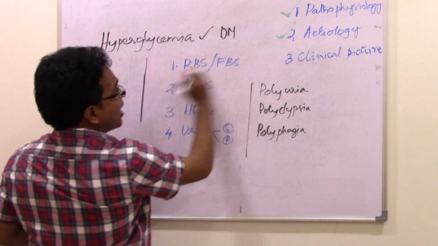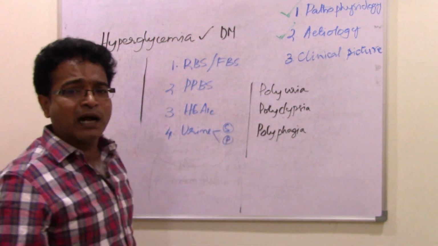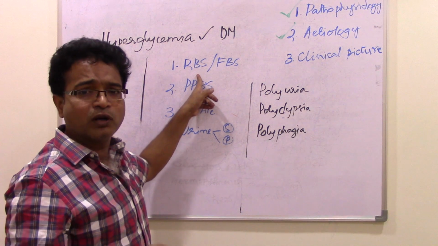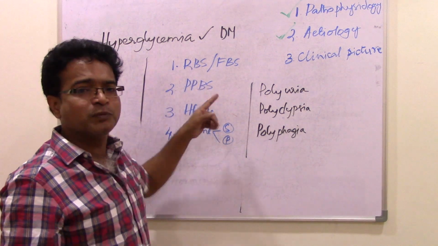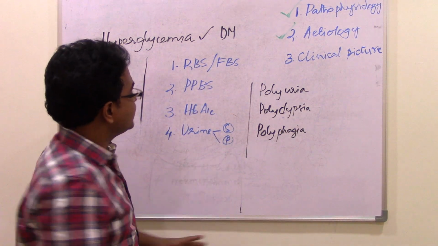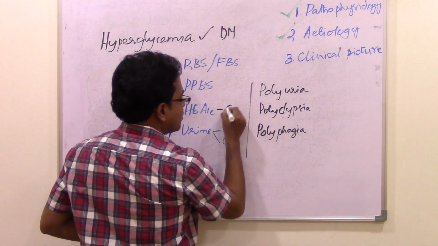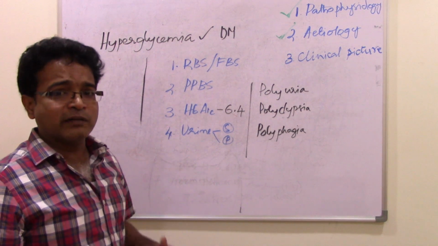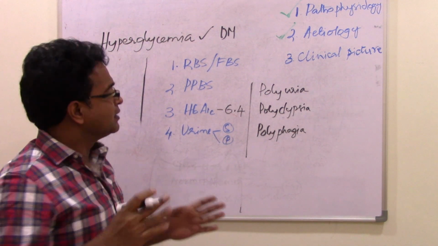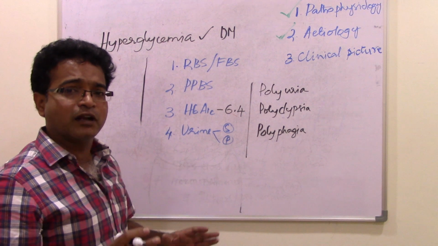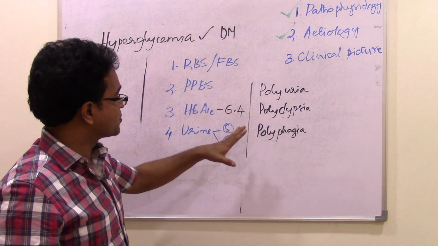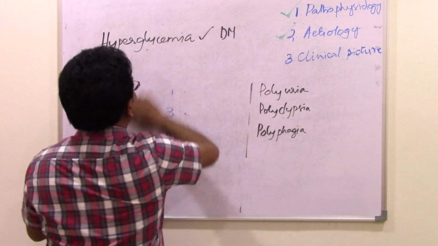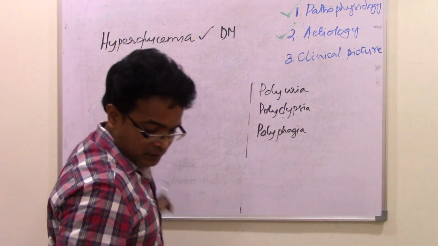Let's understand. RBS and FBS: if FBS is below 100, it is normal. RBS below 140 is normal. PPBS should be 140 to 160. HbA1c of 6.4 is considered non-diabetic. Earlier up to 7 was acceptable, but now it has become 6.4.